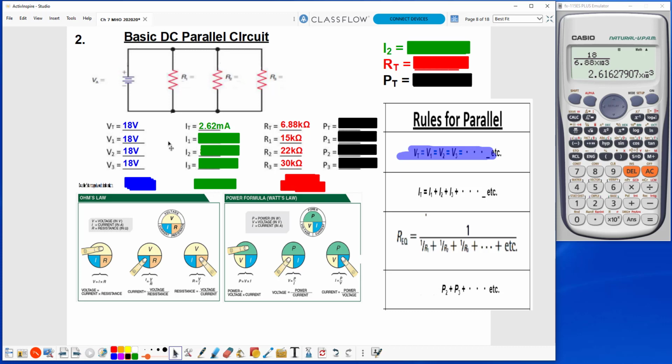So I1 is going to be the 18 volts divided by 15k ohms. So 18 over 15 times 10 to the third equals 1.2 milliamps. Next, I just changed the bottom number to a 2 for the 22k ohms of number 2 right here.